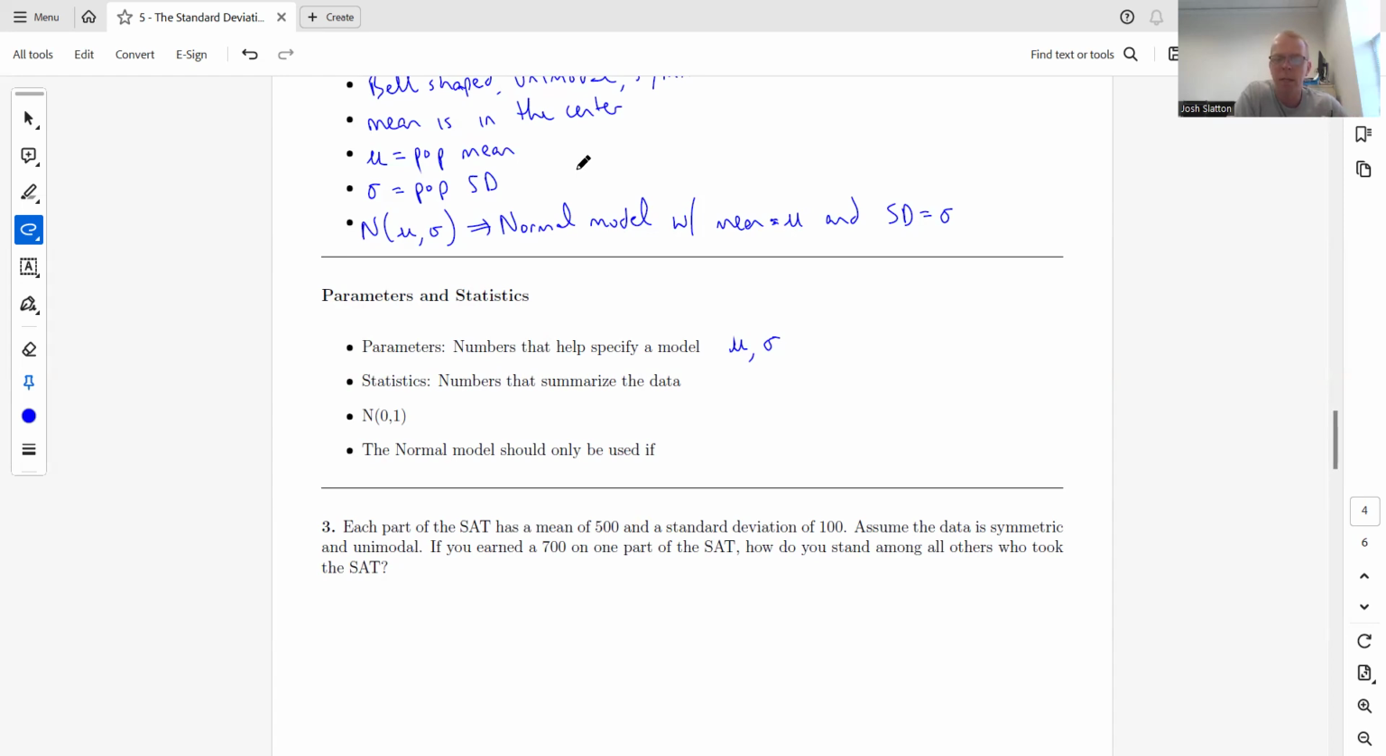And when we talk about samples, we're actually talking about statistics. Statistics summarize data, and when we talk about data, most of the time we're talking about samples. So these would be like x-bar. x-bar is the sample mean.